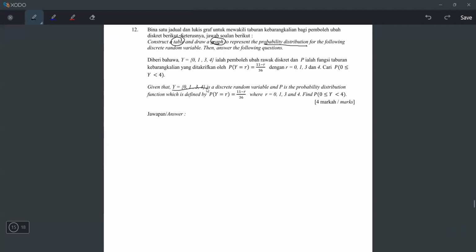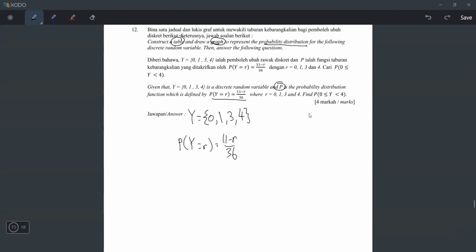So given that y equals to 0, 1, 3, 4, so I assume these are all the possibilities lah. So mungkin dia success 0 time, mungkin dia success 1, or mungkin dia success 3, or mungkin dia success 4. Dia tak ada 2 dekat sini. It's a discrete random variable and P is the probability distribution function which is defined by this. So P(y = r) equals to (11 minus r) over 36.